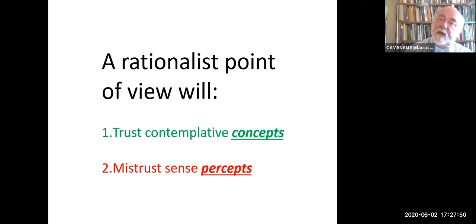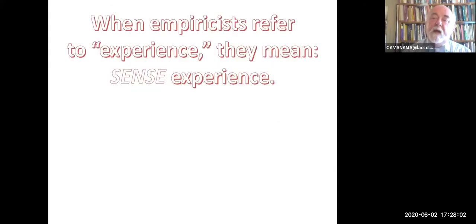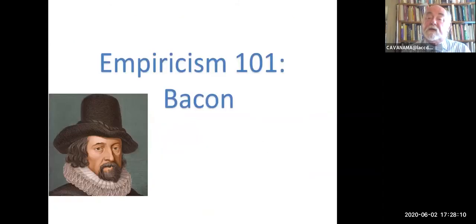All right, having looked at rationalism, let's go on and look at the counterpoint, empiricism. From an empiricist point of view, received ideas deceive. Be careful of those things. Trust the senses instead. By the way, when empiricists refer to experience, they mean sense experience. That is the five senses: touch, vision, taste, smell, hearing. Okay, let's look at the first poster boy for empiricism.